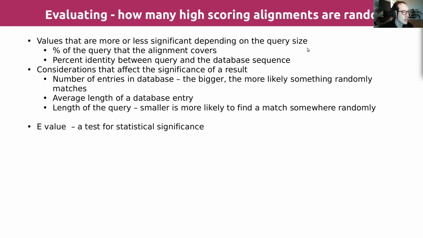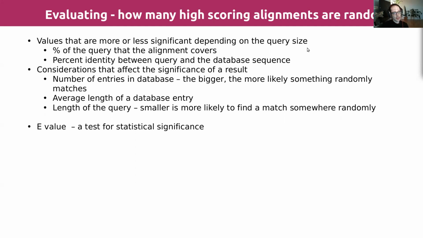The significance is also dependent on the percent of the query that the alignment covers. So if I have a large sequence and I search a huge database, and just 1% of it has a really good alignment somehow, this might not necessarily mean anything. And then finally, the percent identity between the query and the database sequence. We would be looking for mismatches, and the more there are, the less significant that hit would be.